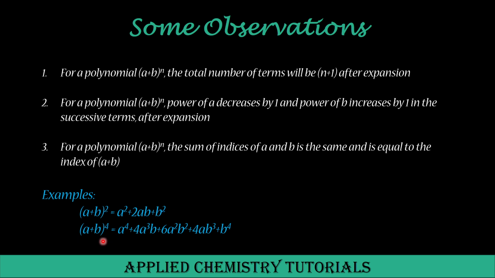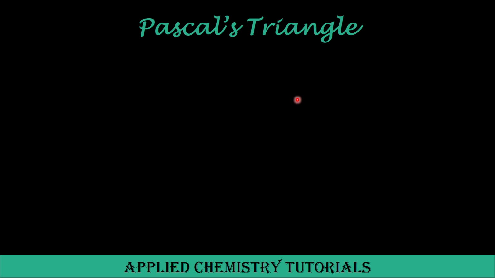For (a + b)^4 we can have a similar observation. Here the index of (a + b) is 4, and for the first term the power is 4. For 4a^3b we have 3 plus 1 equals 4. For 6a^2b^2 we have 2 plus 2 equals 4. For 4ab^3 we have 1 plus 3 equals 4, and finally for b^4 the power is 4. So now, after the explanation of all these observations, we can talk about Pascal's triangle.